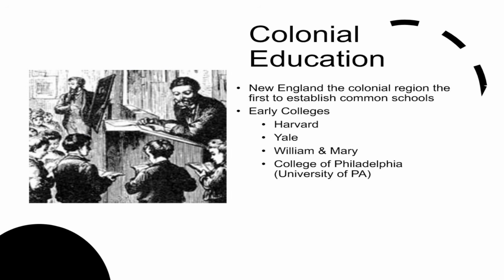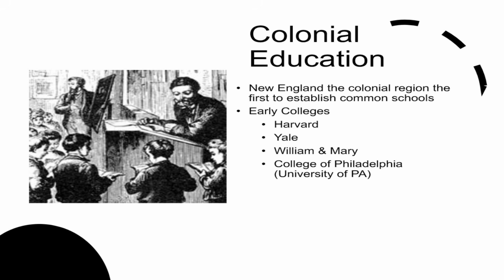Education provides another example of significant regional variation. New England was the first colonial region to establish common schools, partly because its religious culture placed such a strong emphasis on literacy. If individuals were expected to read and understand the Bible, they obviously had to be able to read. Some of America's oldest institutions of higher education also emerged during the colonial period.